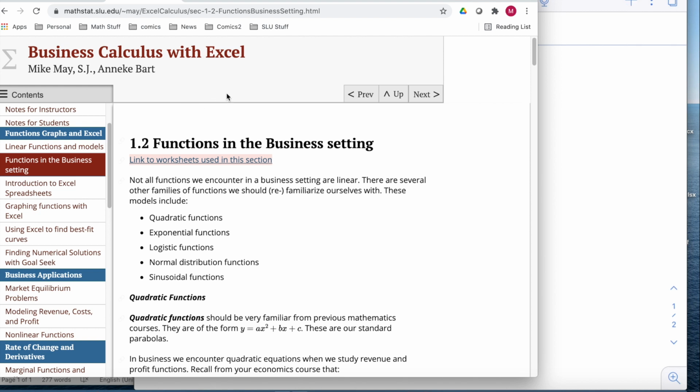Good morning. Today we're looking at Chapter 1 out of Business Calculus with Excel. We're looking at Section 2, Functions in a Business Setting. This is to review a number of kinds of functions you've seen in previous courses: quadratic, exponential, logistic, normal, and sinusoidal, and comment on them and just refresh them in your mind.